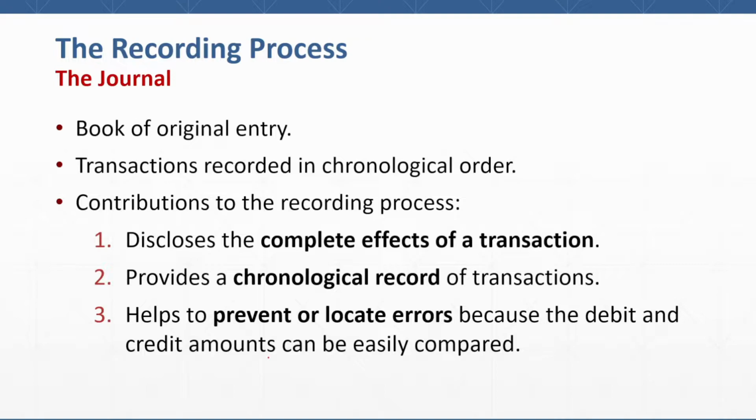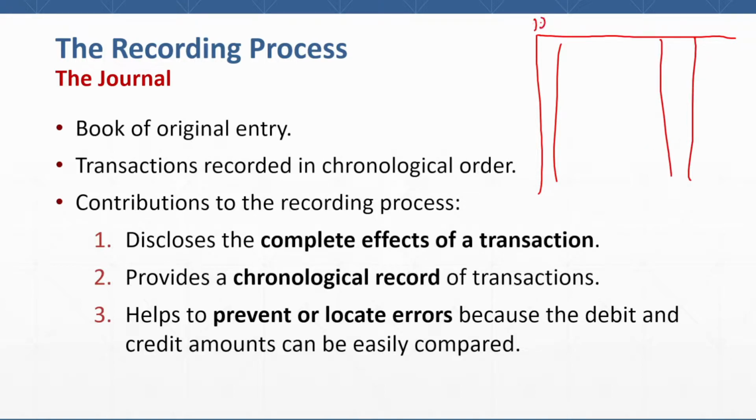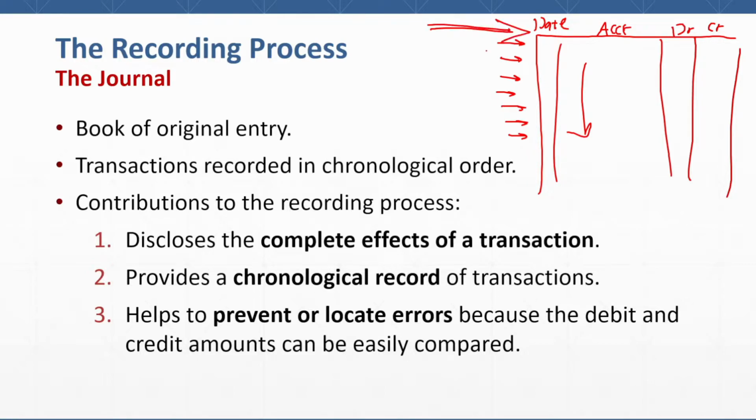So what is a journal? As I told you in the beginning of the video, the journal is also called the book of original entry. It is basically just a sheet with different columns. The first column is always date, then account names, and then debit and credit. And then we record each transaction one after the other on this sheet. The order matters. The order is actually based on the date of transaction. We say the journal is recorded using a chronological order.